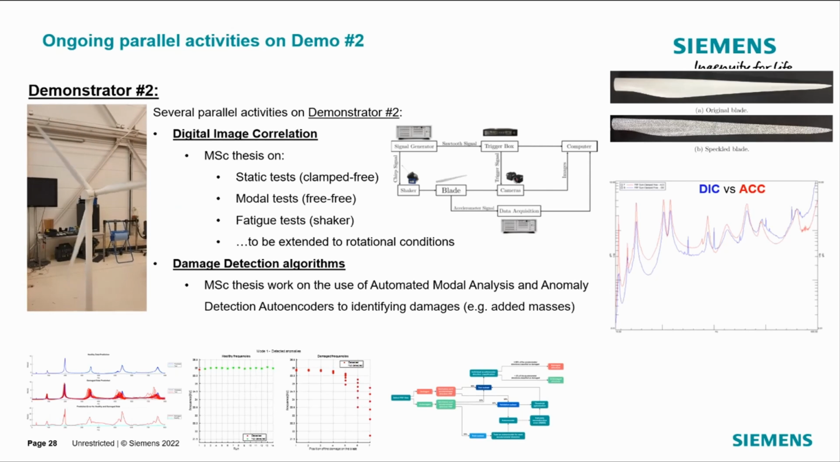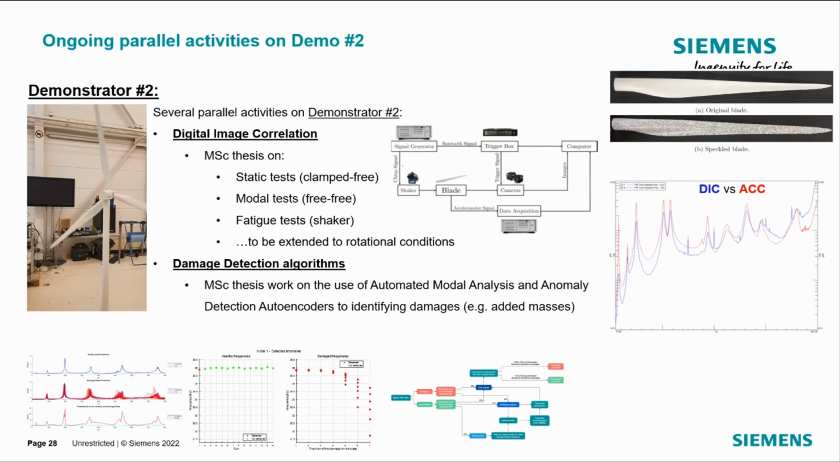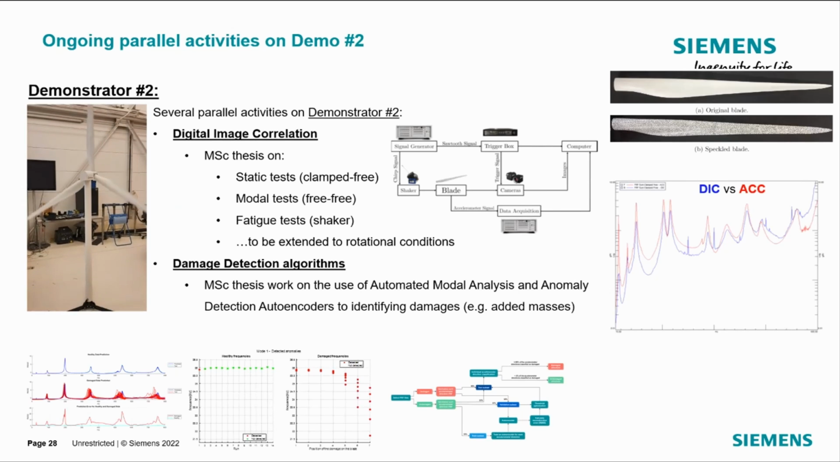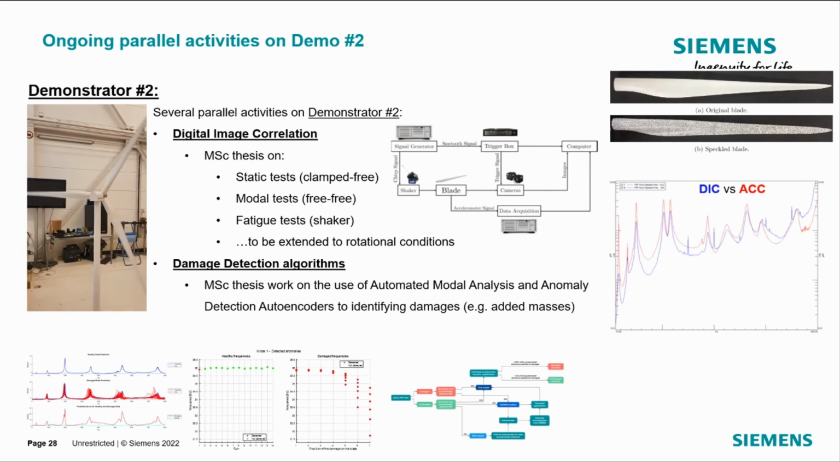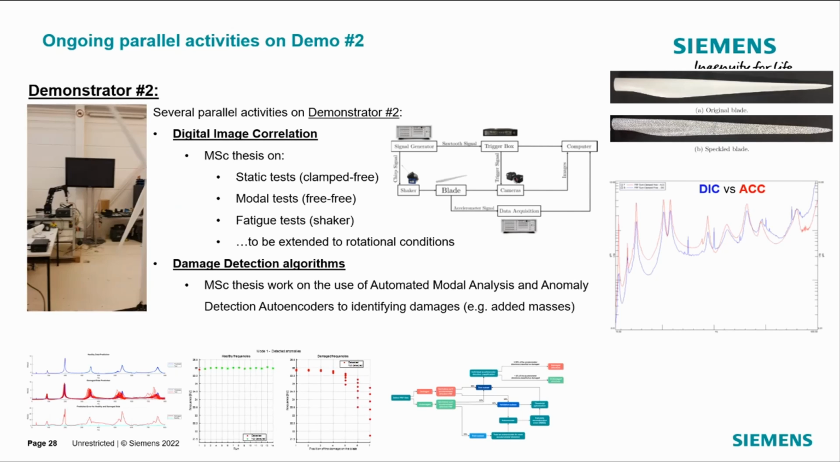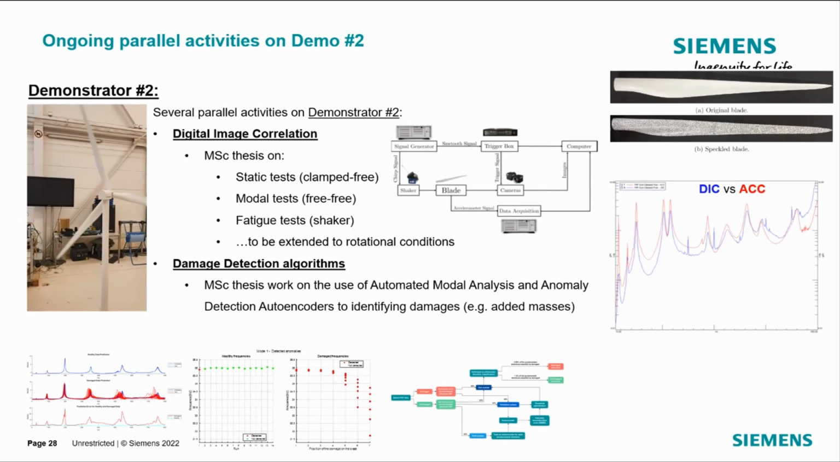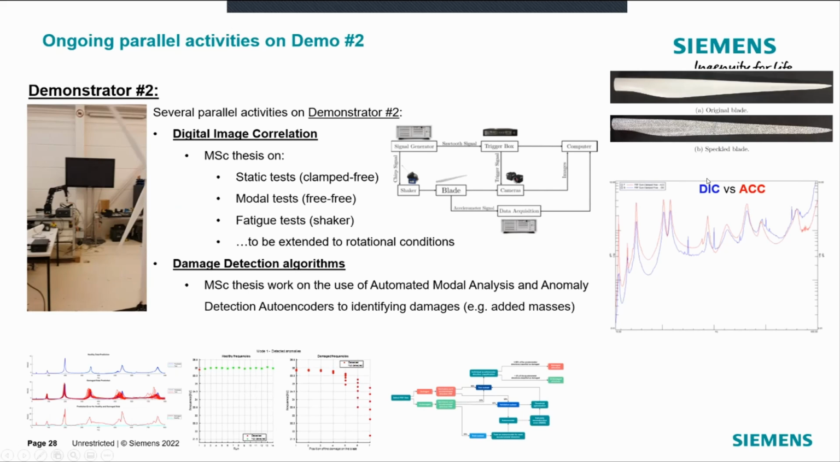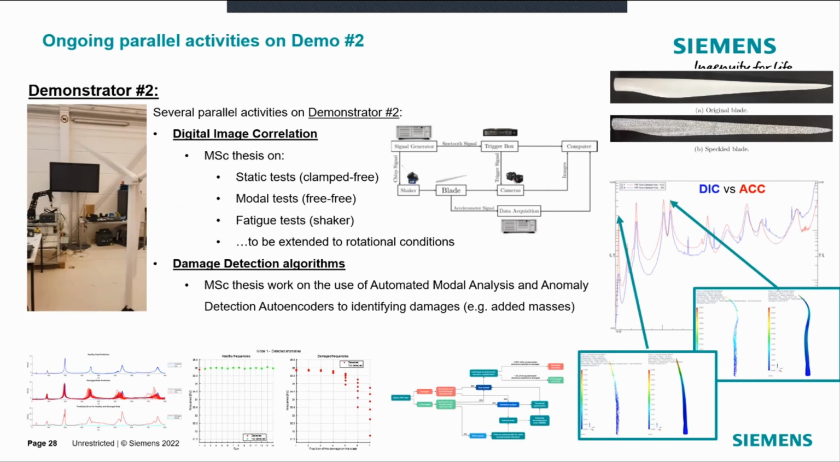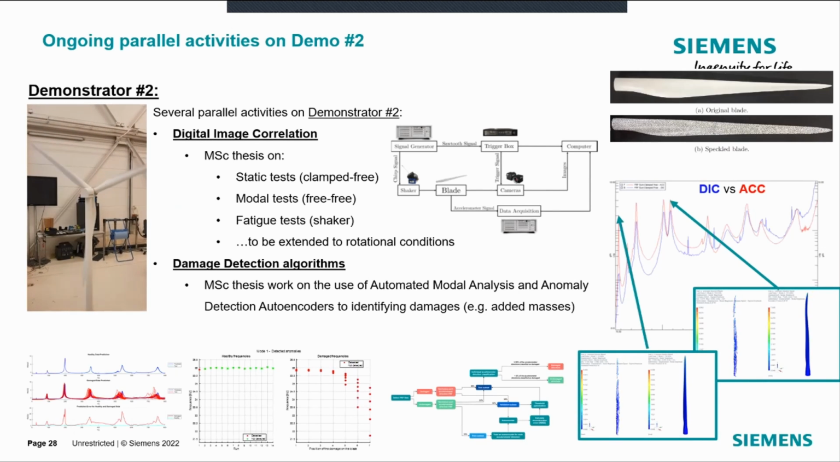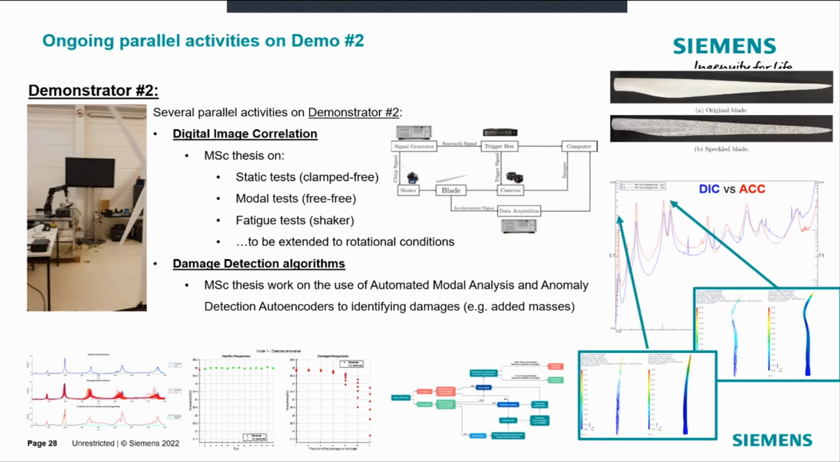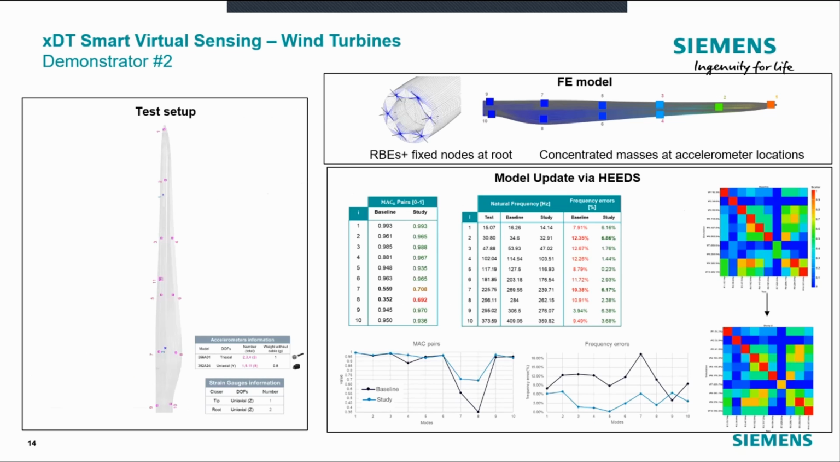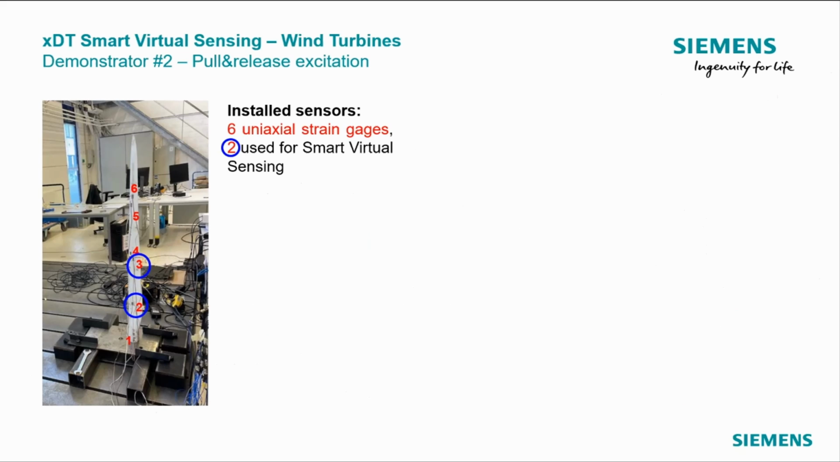On the other side, also looking into automated modal analysis and damage detection using autoencoders. In our case, we are simulating damages by adding masses, but one of the ideas is to introduce delamination into these composite blades. Here you also see some results on the comparison between DIC, so camera-based measurement, and accelerations. And here you see the reconstruction of the full field shapes of the blade by using cameras and comparison with the FE model. I think I will skip this. It's about the improvement of the model itself. Here you see some tests that we did in the lab.